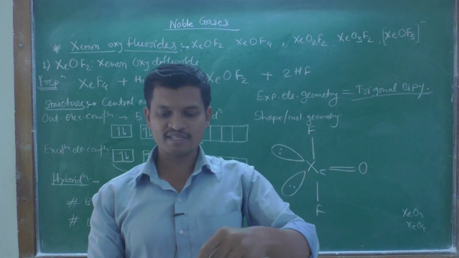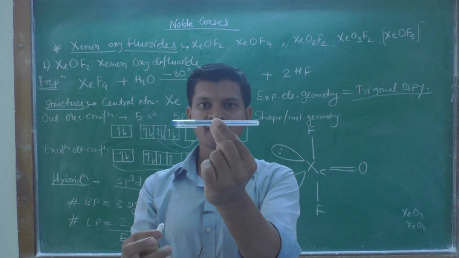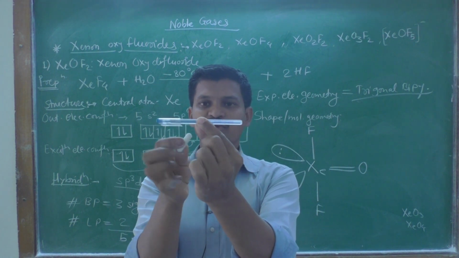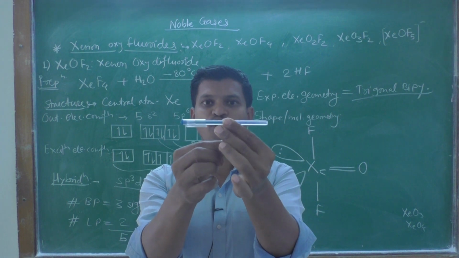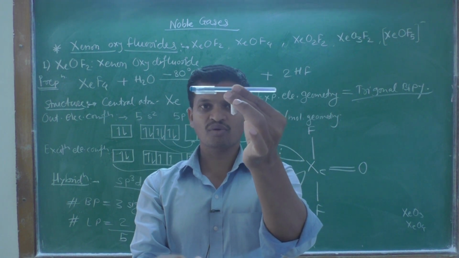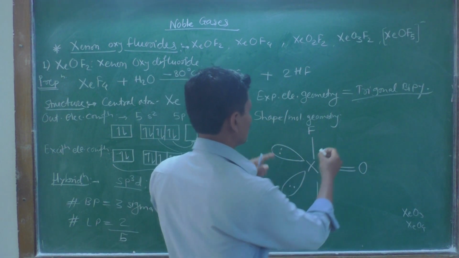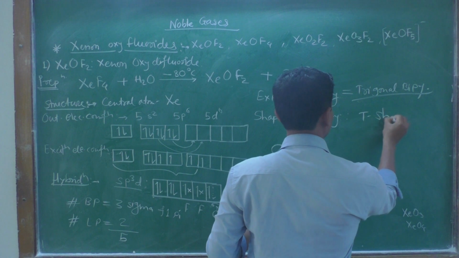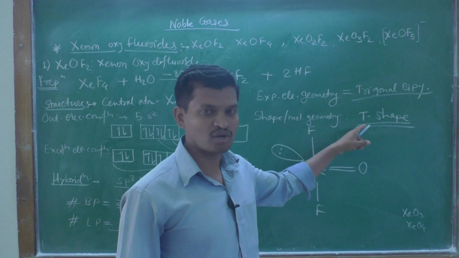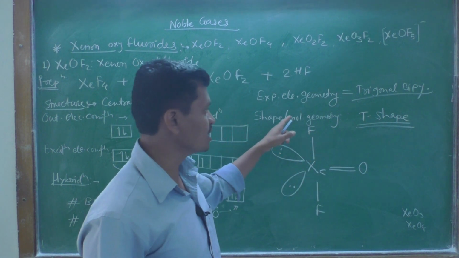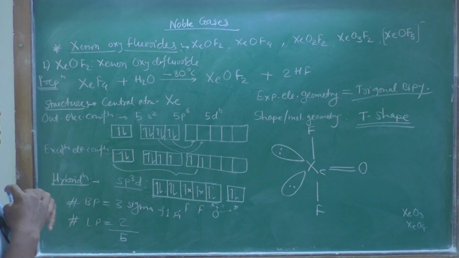Or we can say that this is the central xenon atom at my fingers. This is one fluorine, second fluorine, and this is the double bonded oxygen. My chalk is showing the bonding between oxygen and xenon. So this is the shape of the molecule. We call it a T shape. So the shape or geometry of the molecule is T shape. This is the actual shape, the molecular geometry. So this is all about xenon oxydifluoride.